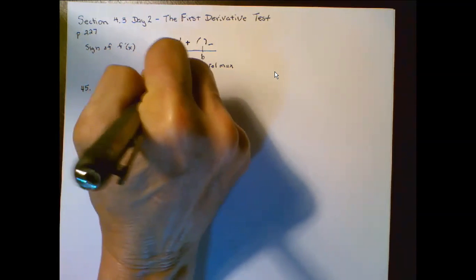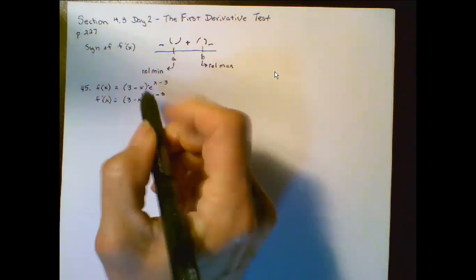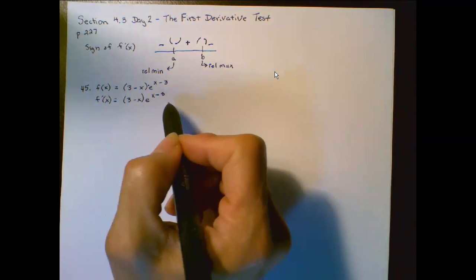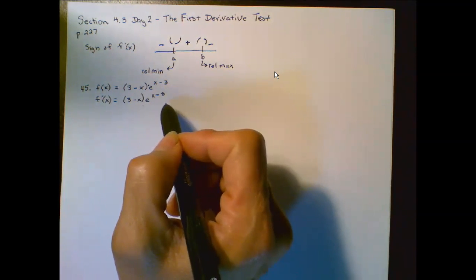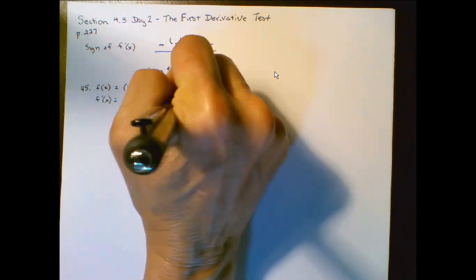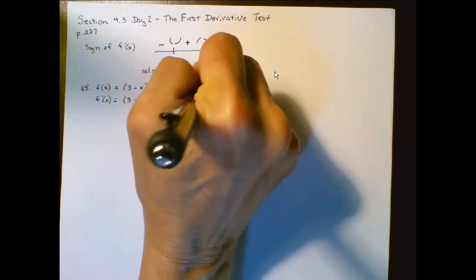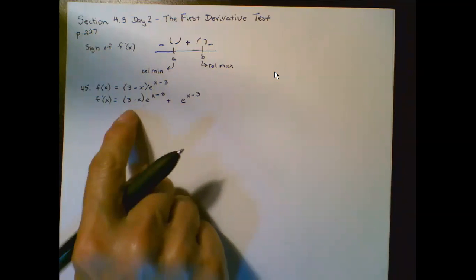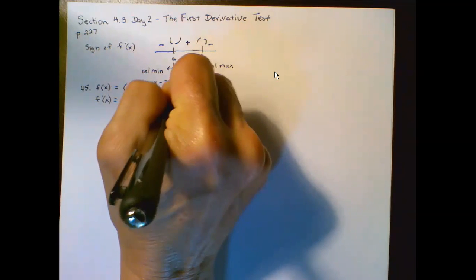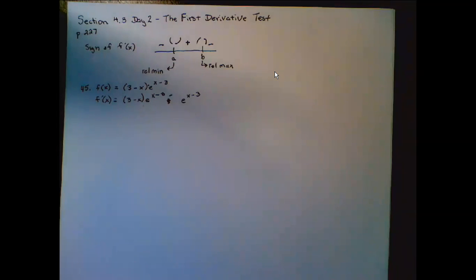All right, so first factor times the derivative of the second. Derivative of e to the ugly is e to the ugly times the derivative of the ugly, and that's just 1. So first times derivative of the second plus the second times the derivative of the first. What's the derivative of the first? -1. So I'm just going to change that to a minus. All right, that's the derivative.